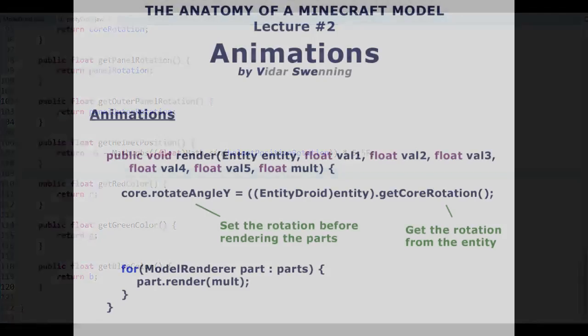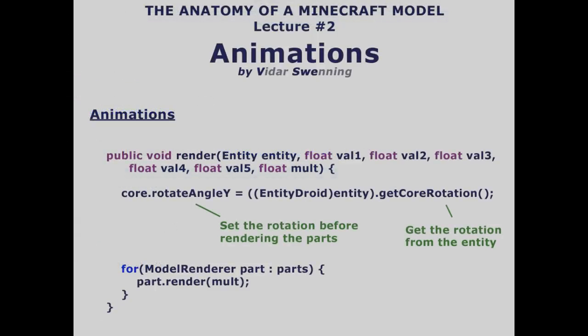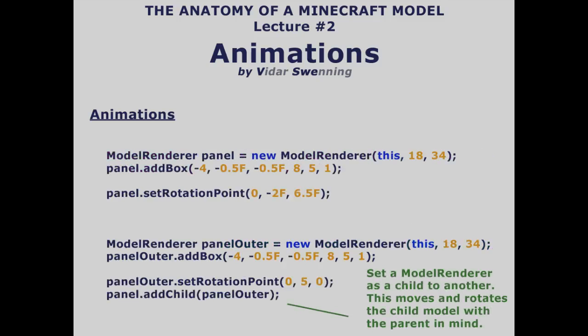Okay, so first of all, we talked about how we make an animation itself. Well, the major part is to modify the value of a model renderer. Here we set the rotation angle depending on whatever the core should be rotated at, but we do that before we do the rendering. So we do that in the rendering method, but before we actually tell all the model renderers to do the rendering. So that's the important part there. So just modify that each time you want it to be rendered. But of course, the rotation itself should be updated all the time from the entity, so that it is being rotated properly.